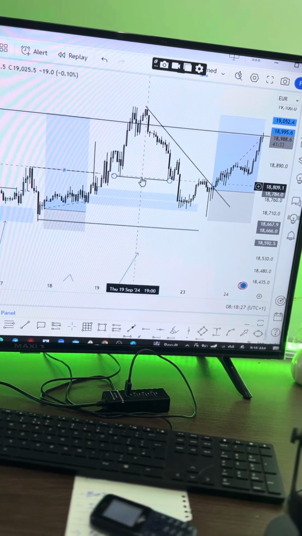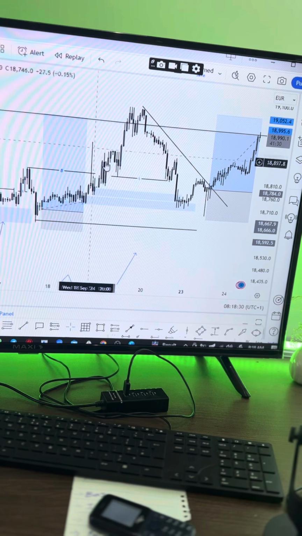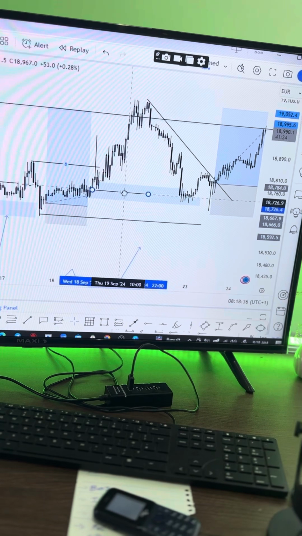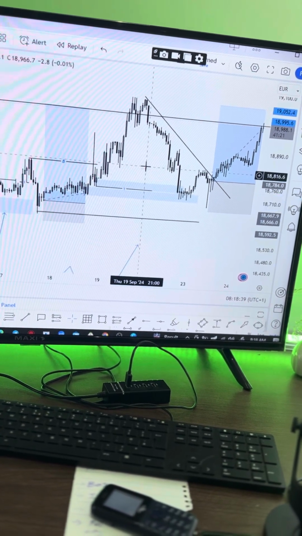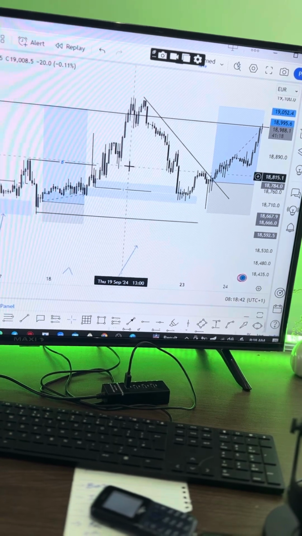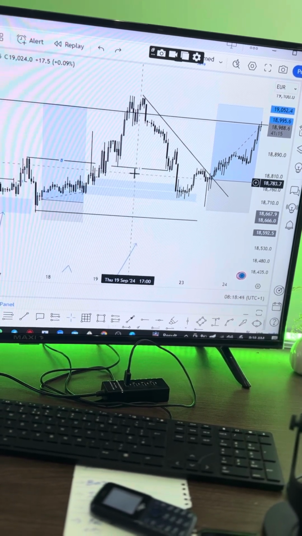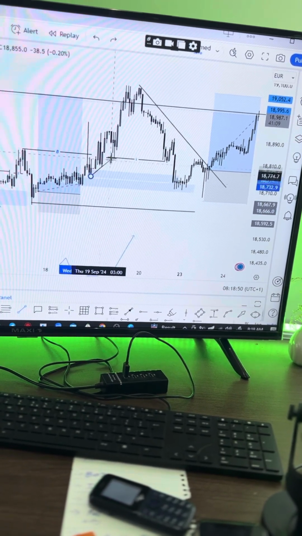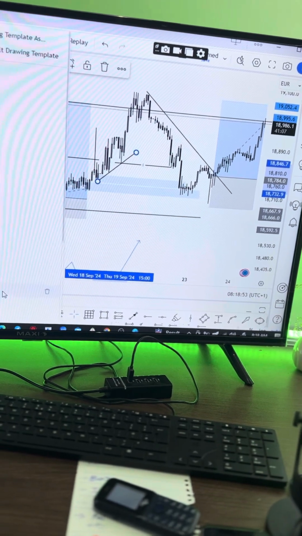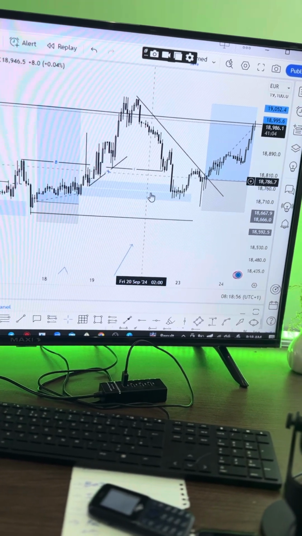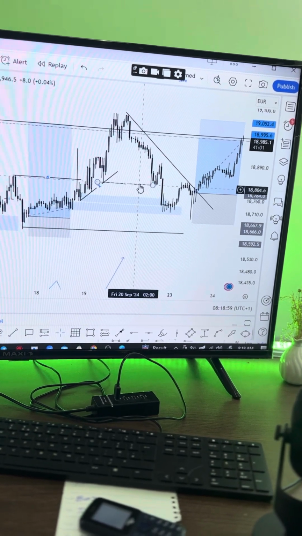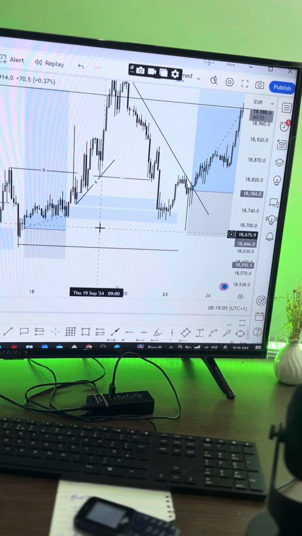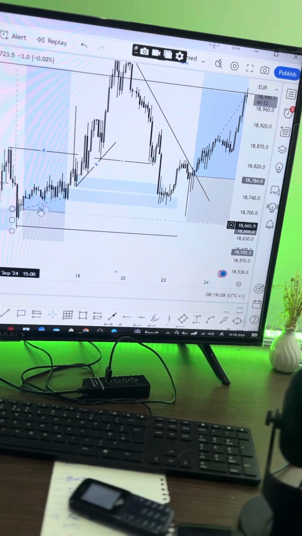So I was able to spot my inducement here, although this inducement was not actually valid. This is my valid IDM. This is supposed to be my main IDM, while this is my minor, but I knew all this was liquidity. But for me to identify my inducement, I pick up my inducement from here, then look for my POI. In this particular trade, all the POI have been mitigated.